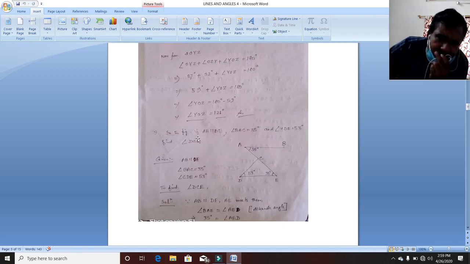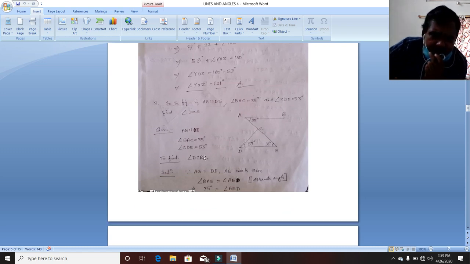Next question. In the figure, AB is parallel to CD, angle BAC is equal to 25 degrees, and this angle is 52 degrees. You have to find the value of DCE. Now you see, what are the points given? I am writing from the question. AB is parallel to CD. This is 35 degrees. This is 53 degrees. I have to find DCE. This is given.